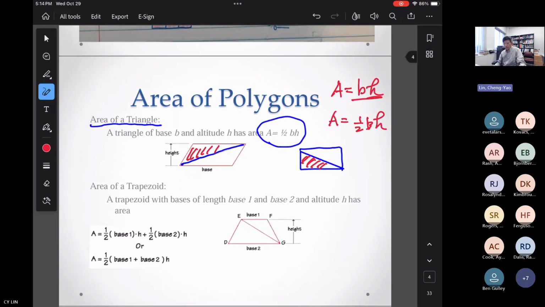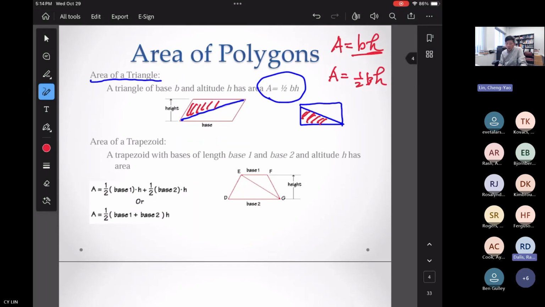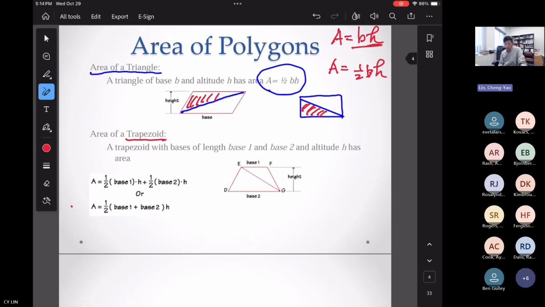Now, what about the area of a trapezoid? Now, the area of a trapezoid, this is the one I highlighted. This is a textbook. The textbook provides this information, right? But personally, I like the first one because the first one gives you the meaning, and this one didn't give you the meaning, just gives you the memorization. Okay, now let me tell you why.